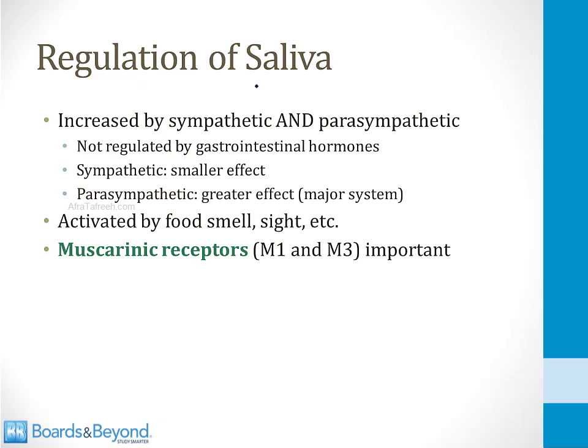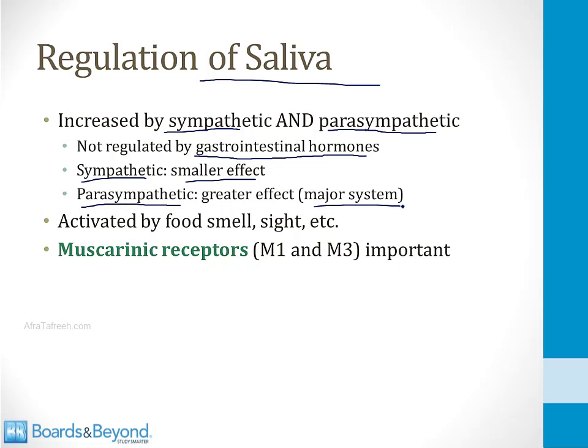The regulation of salivary flow is interesting. It is regulated by both the sympathetic and parasympathetic systems. Importantly, it's not regulated by any gastrointestinal hormones, so the GI hormones like gastrin and secretin and cholecystokinin have no effect on salivary flow. The sympathetic effect on salivary flow is relatively small. The much greater effect is from the parasympathetic nervous system.